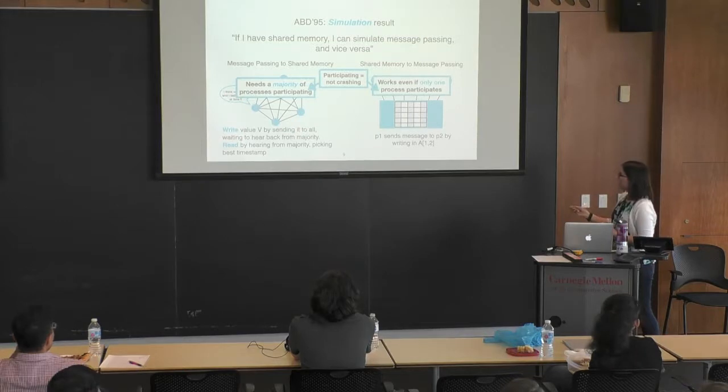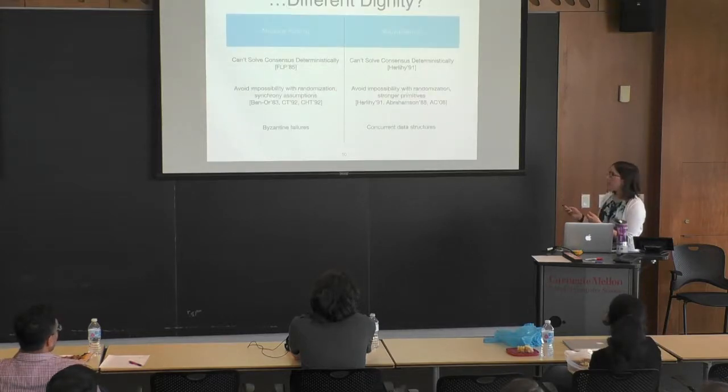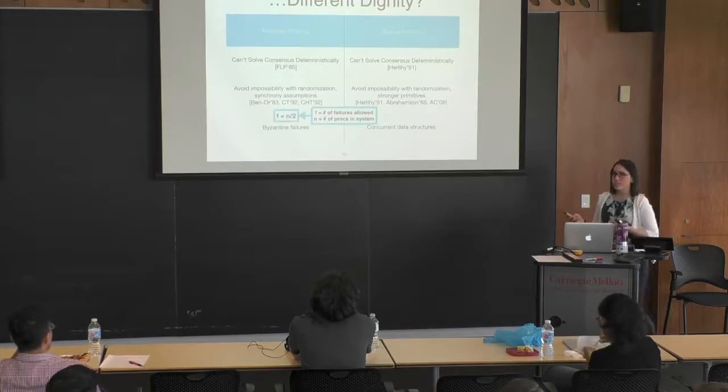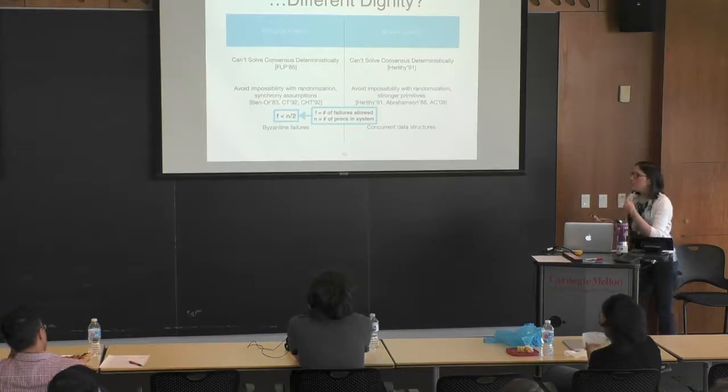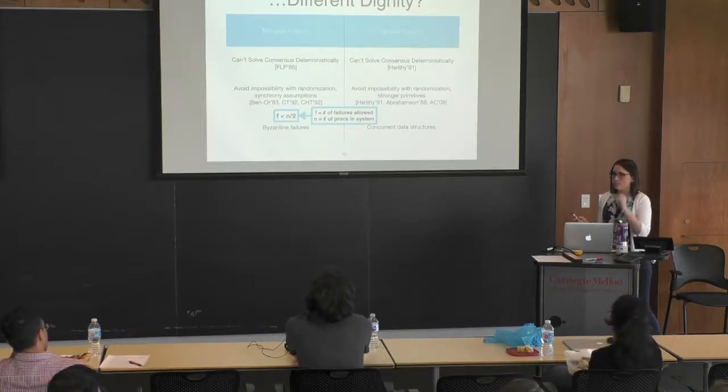And in general, this is not a mistake. This majority requirement is actually fundamental. There's a lower bound showing that you can't solve almost anything, but in particular, you can't solve consensus in message passing if you have less than half of the processes alive, right?